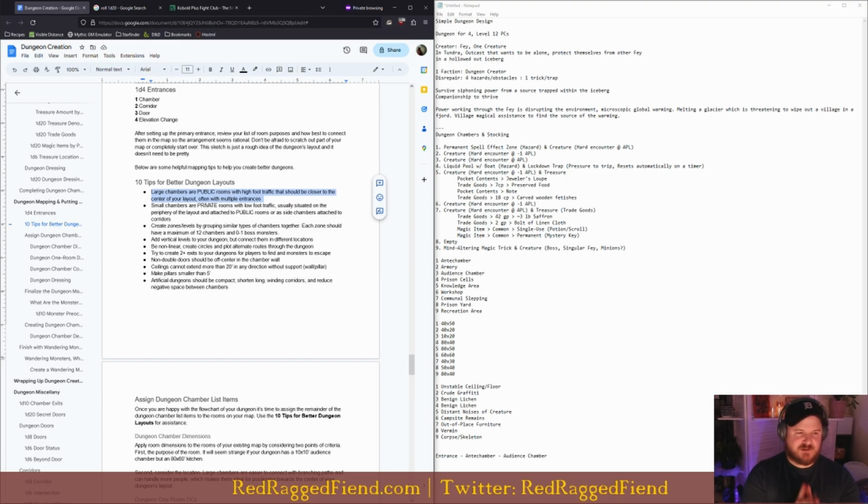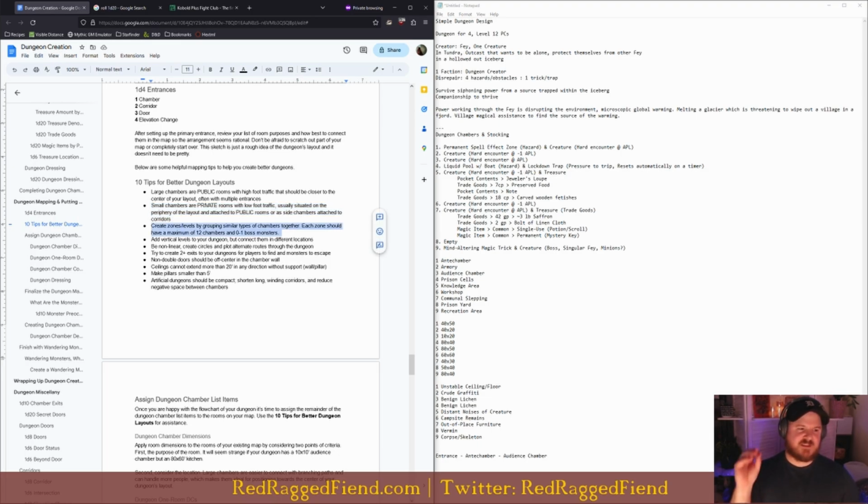They should be closer to the center of the layout, and they should often have multiple entrances. Like I talked about, we're going to have a lot of spokes probably coming off of that audience chamber. Most of those spokes are going to lead to our second point, which is small chambers are private rooms. They usually have low foot traffic. They're usually on the periphery of the dungeon, and they're usually attached to public rooms, either by being directly attached to the chamber or through a corridor that attaches potentially multiple side chambers to the main chamber.